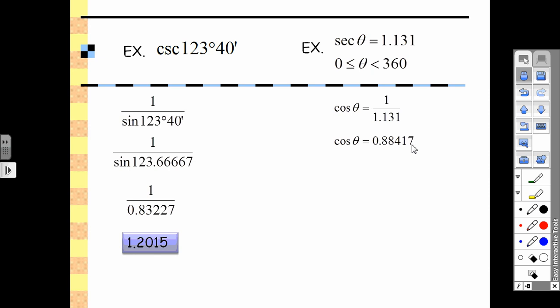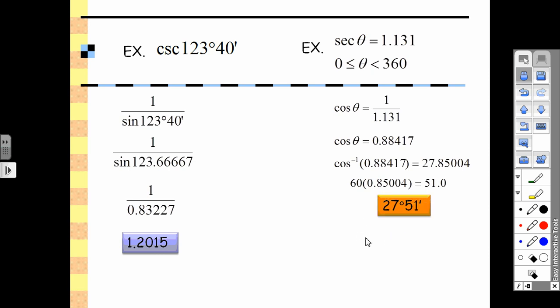0.88417. Now we want to do the inverse. So we're going to do cosine inverse of that decimal, and we get 27.85004. Then we strip off the 27 to figure out how many minutes this is, multiply that by 60, and we get 51 minutes. So that means our first angle is 27 degrees, 51 minutes.